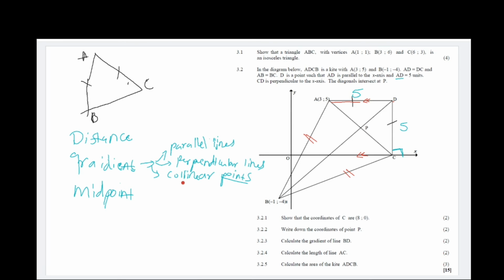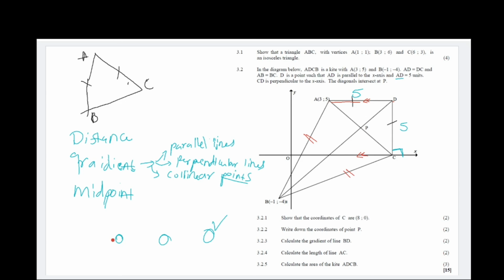Collinear points. If points are collinear, it means they are on the same line. So I'll have a line like this, not necessarily a line, they won't be joined. So I'll have a point 1, then 2, and then 3. And if I'm asked to prove that these points are collinear, then it means that the gradient of these 2 points must be the same as the gradient of these 2 points. So in this case, the points are said to be on the same line. We don't necessarily have a line here, but if the gradients are the same, then we can conclude that these points are on the same line.